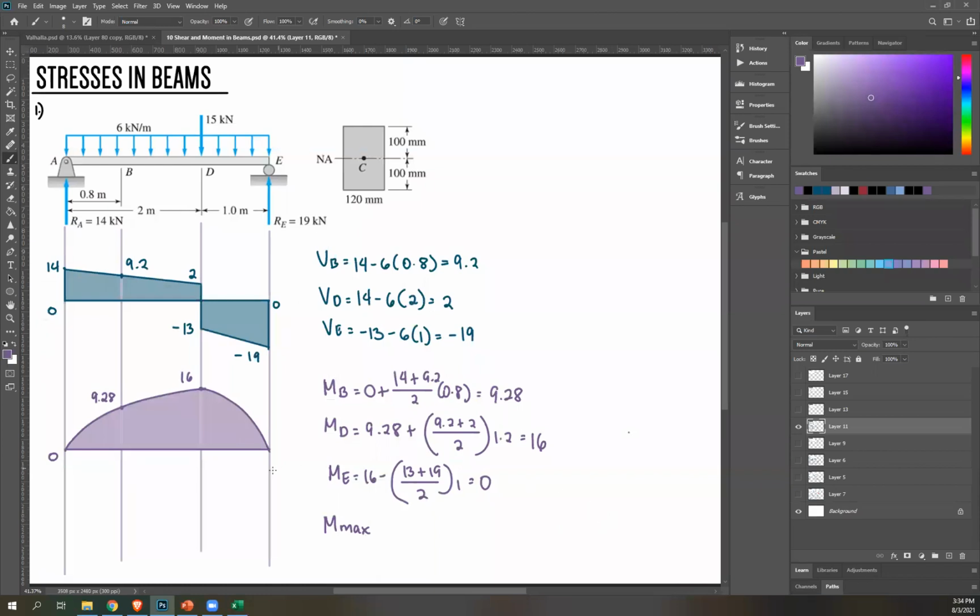So to get the maximum, you're gonna get the highest point, right? This is your highest point, and you already know that's 16. So M max is 16, and then our unit is kilonewton meter. Okay. Now that we know that, so that's your letter A. And that's just your maximum bending moment.